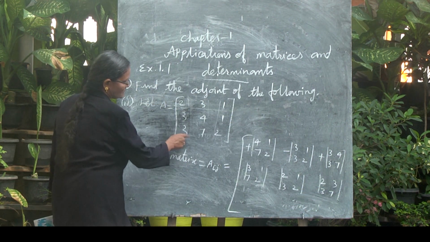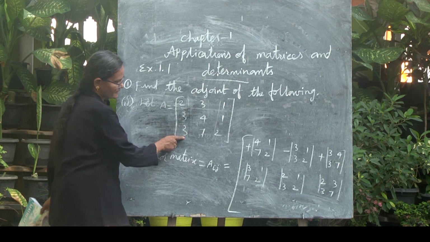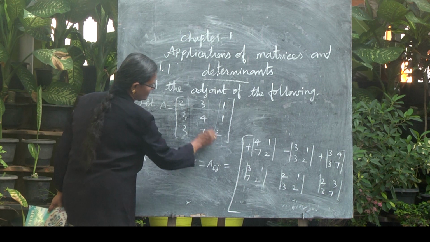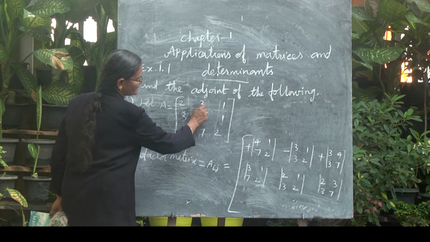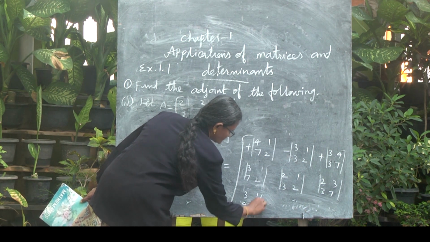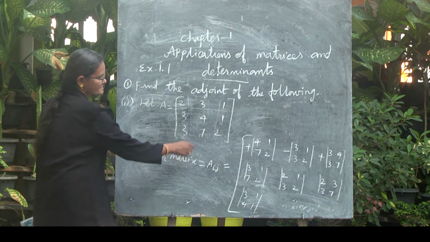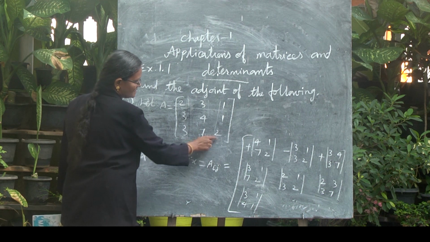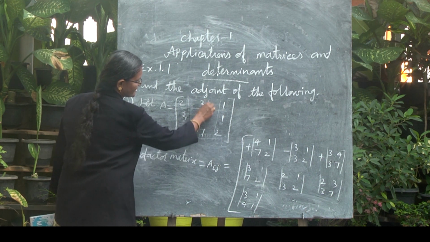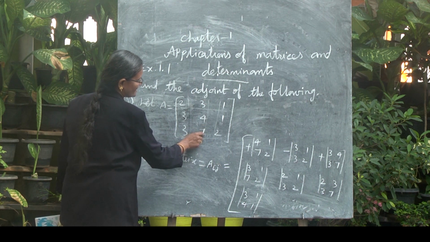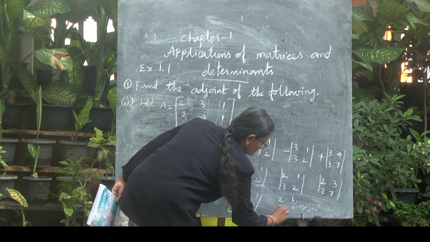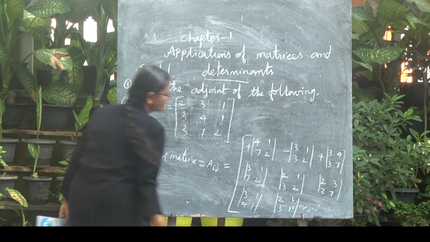Next one, in the third row, first element is 3. Third row and first column. Ignore that third row and first column. What are the remaining elements? 3, 1, 4, 1. Next one, 7. The position of 7 is third row and second column. Ignore that third row and second column. The minor of 7 is 2, 1, 3, 1.